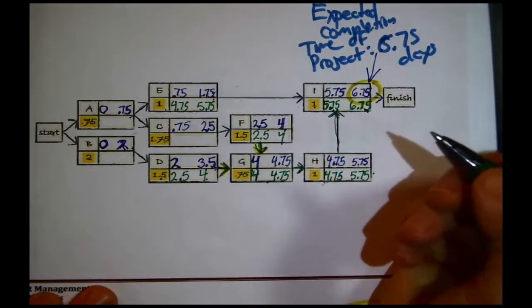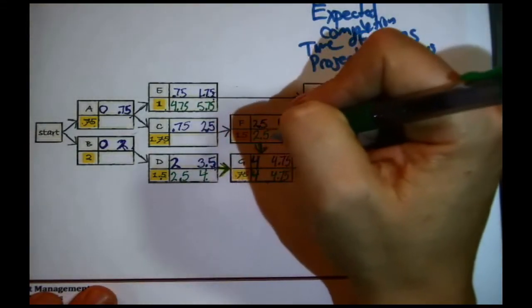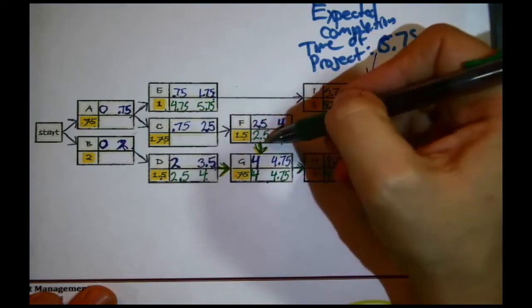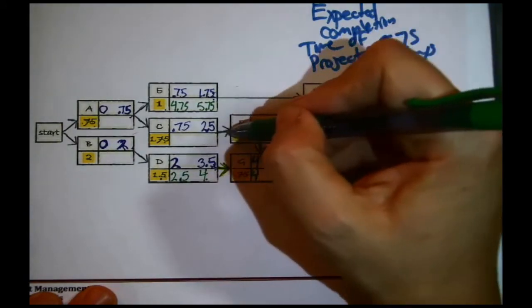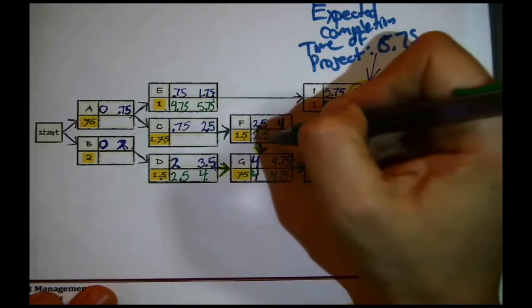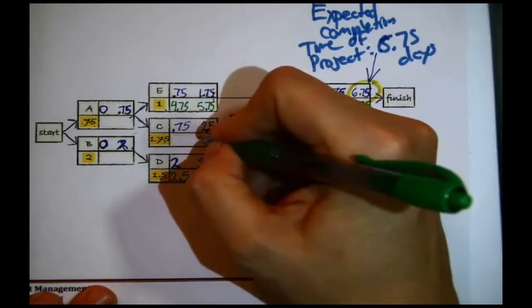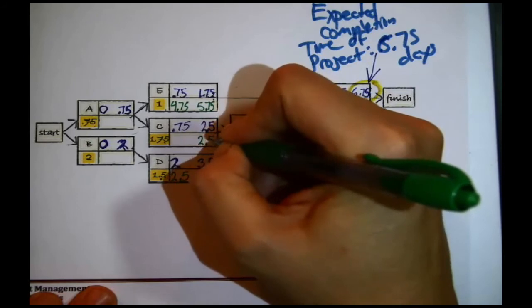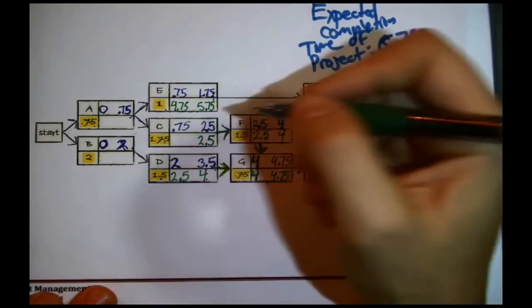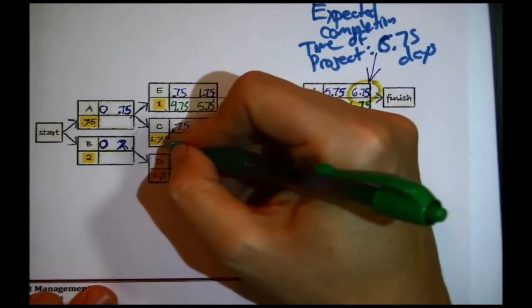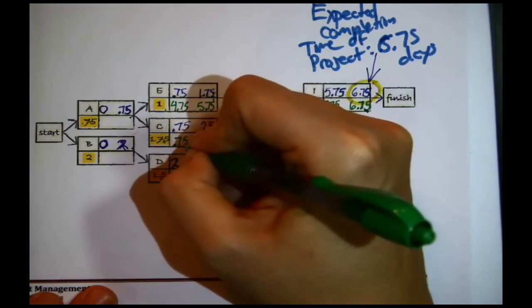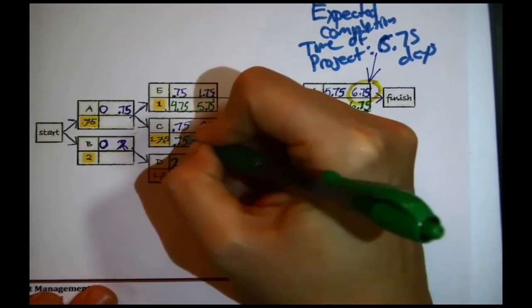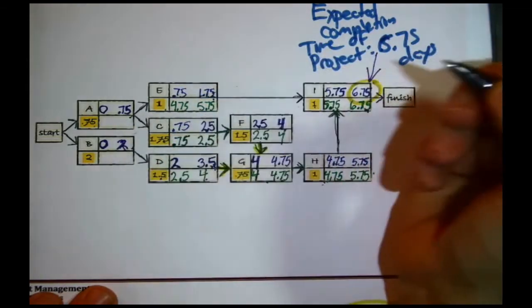And just keep filling these out. Okay, look at F. We now know that F has to start at the latest in 2.5 days. It can't start until C finishes. Pass that number back. C has to finish at the latest in 2.5 days. 2.5 minus 1.75 is 0.75. That means that C has to start at the latest in 0.75 days.